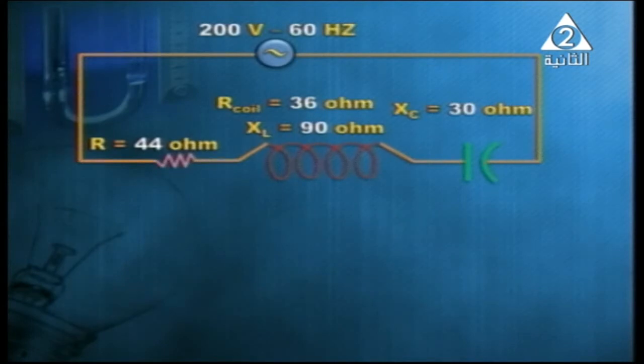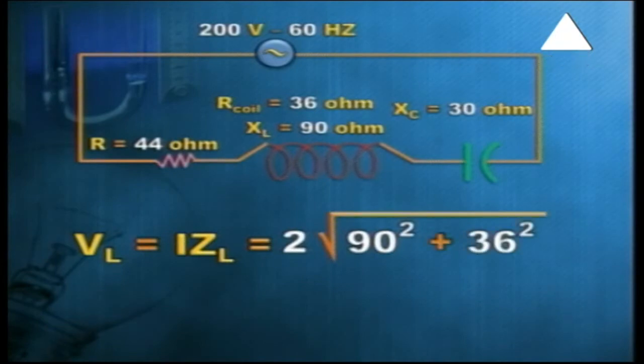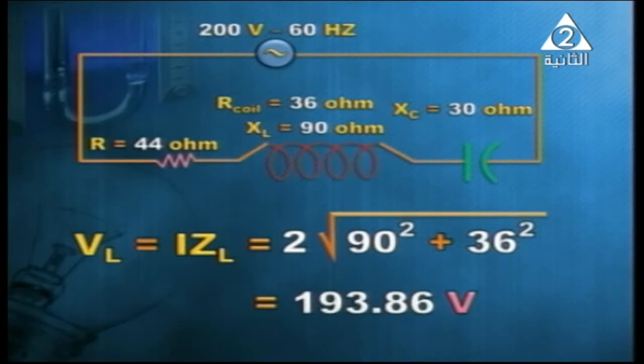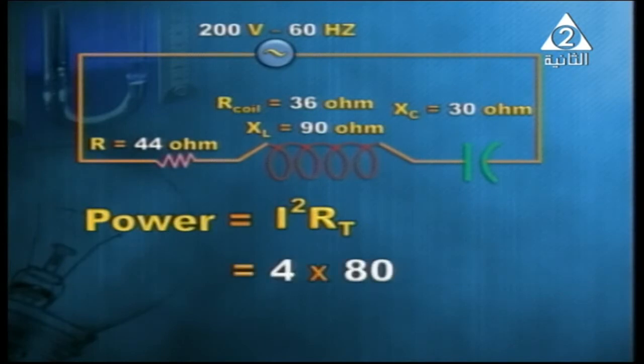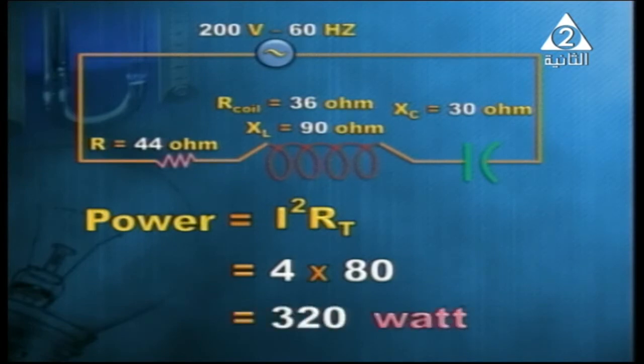And your attention please, voltage across the coil will be I Z coil. So it is equal to 2 times the square root of 90 squared plus 36 squared, because the coil has an ohmic resistor. So it is 193.86 volts. And now power is given by the expression I squared R total. So it is 4 times 80, it is 320 watts.